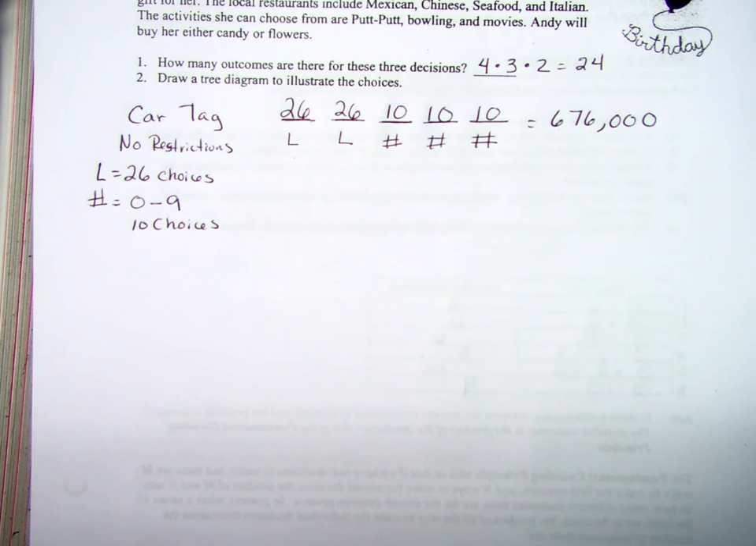Okay, 676,000. Yep, over 500,000 different combinations of a car tag. No wonder I never see the same one. They're not going to have the same numbers. You have to make it really complicated. Okay, all right, let's move on to the next one.